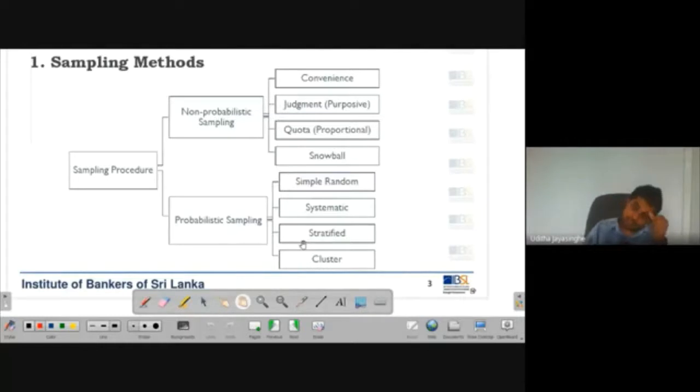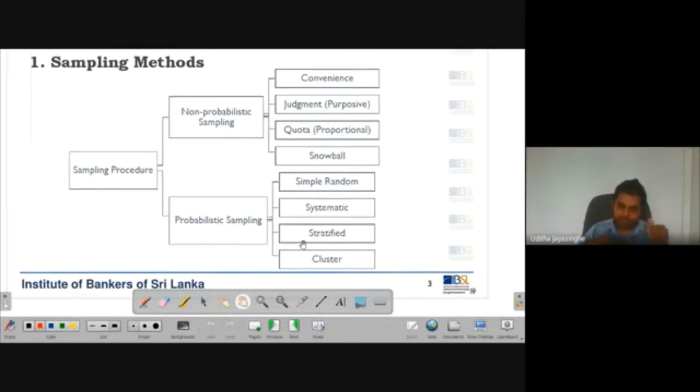The first branch, we call it non-probabilistic sampling, and the second branch is probabilistic sampling. What are these names going to imply? I mean, the word itself is going to give you some meaning. Probabilistic means there should be some probability-oriented mechanism to select this sample. Now, what about non-probabilistic? Obviously, there won't be any probability-oriented methodology to select my sample.